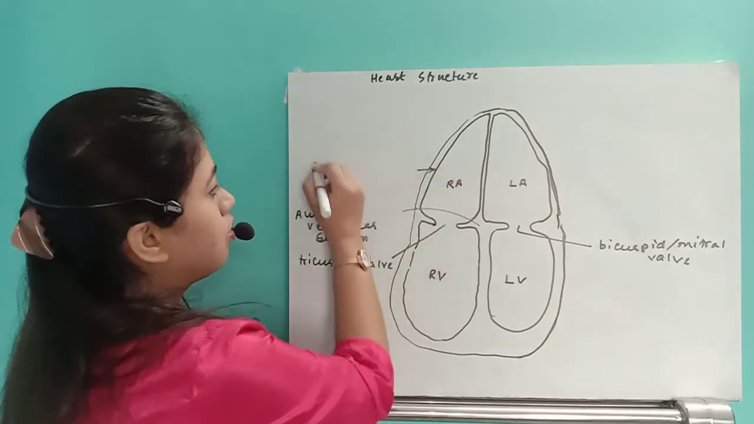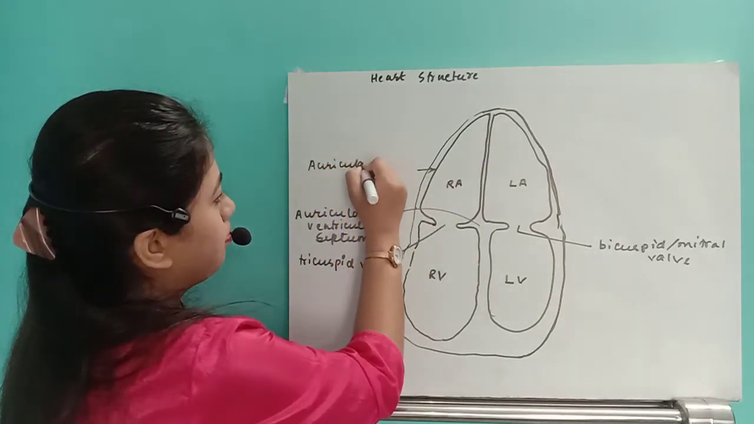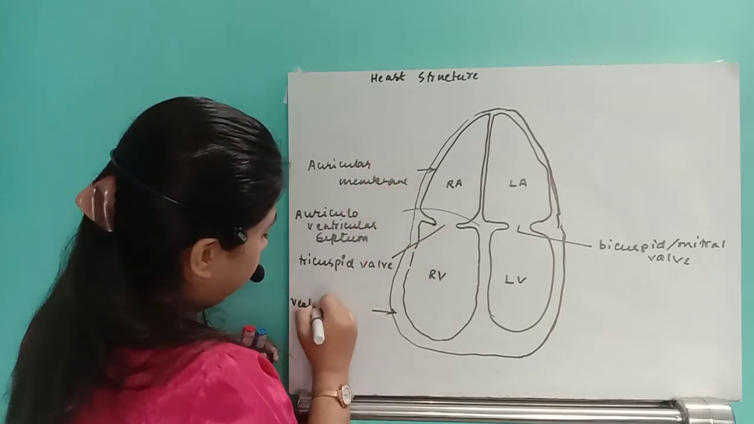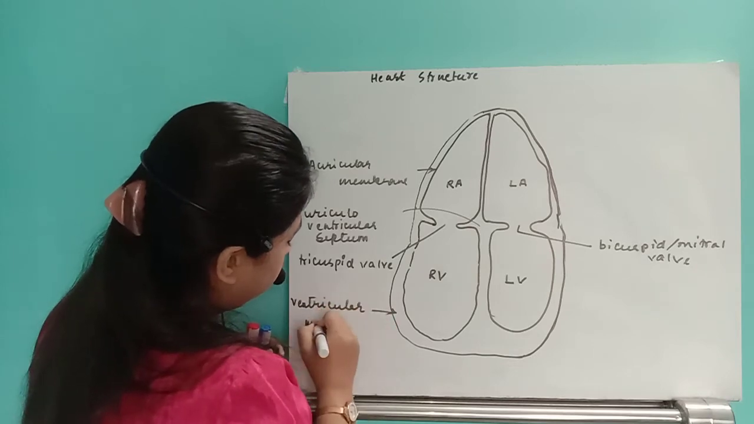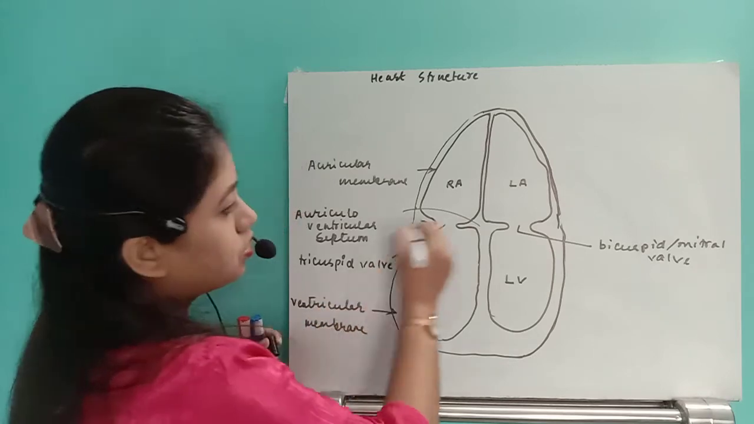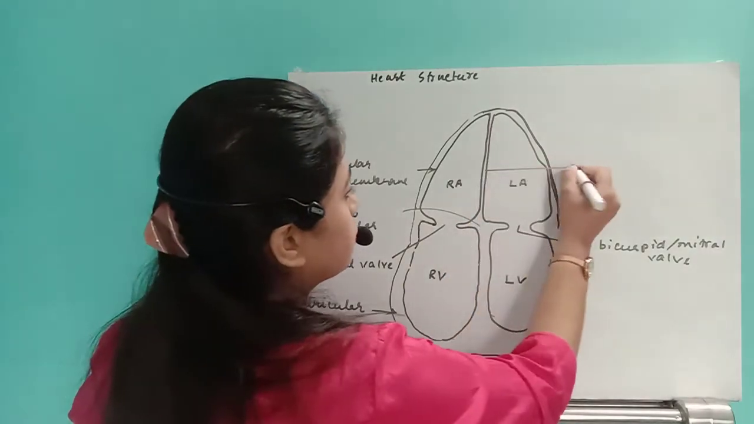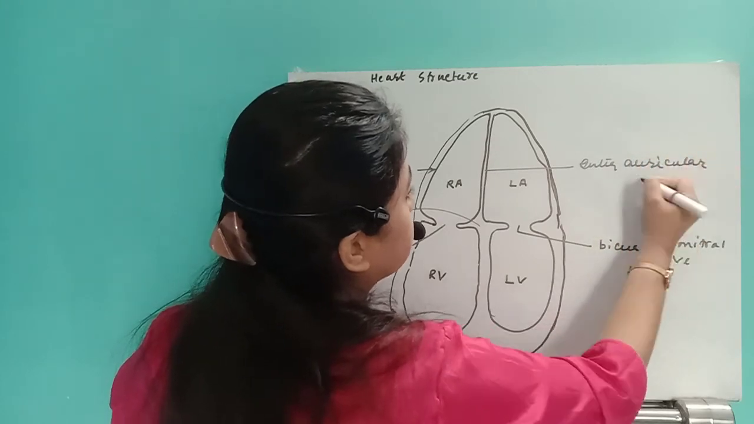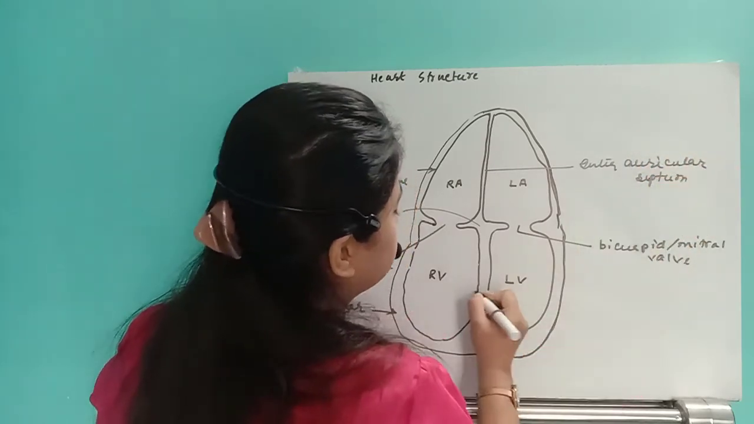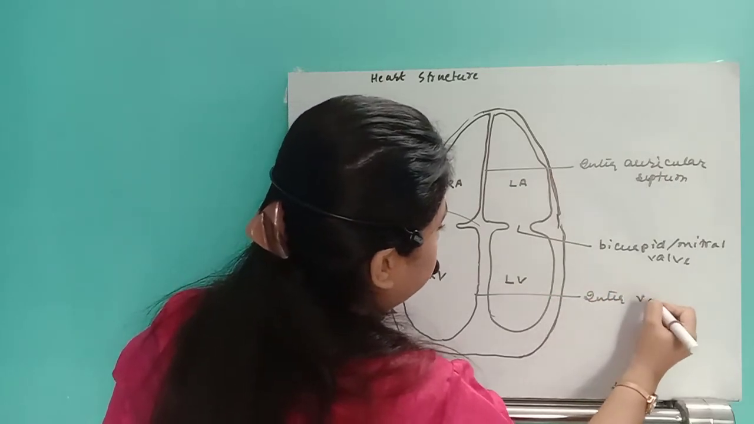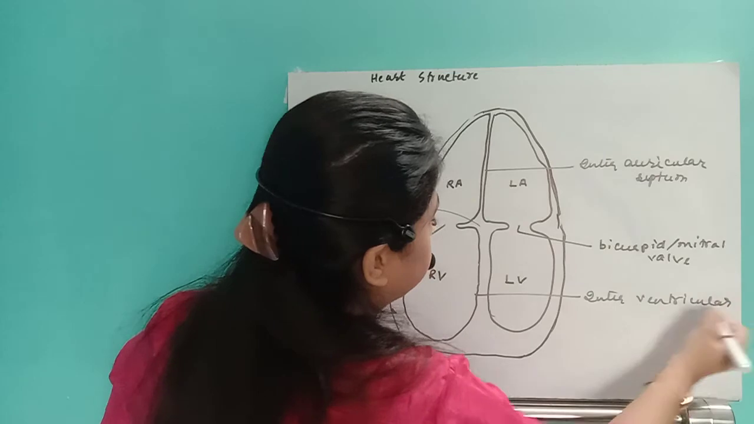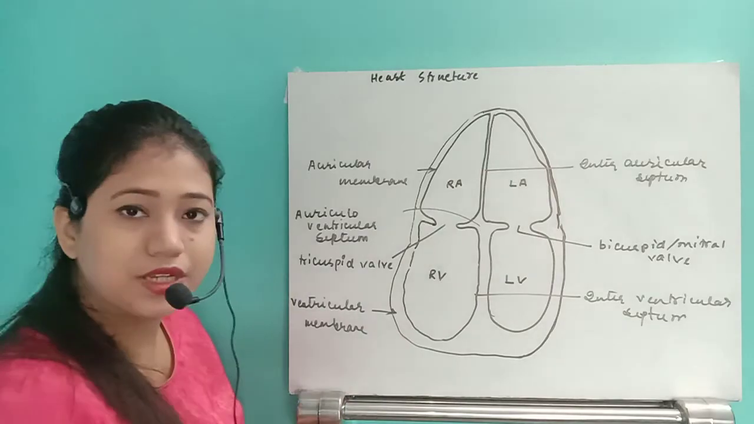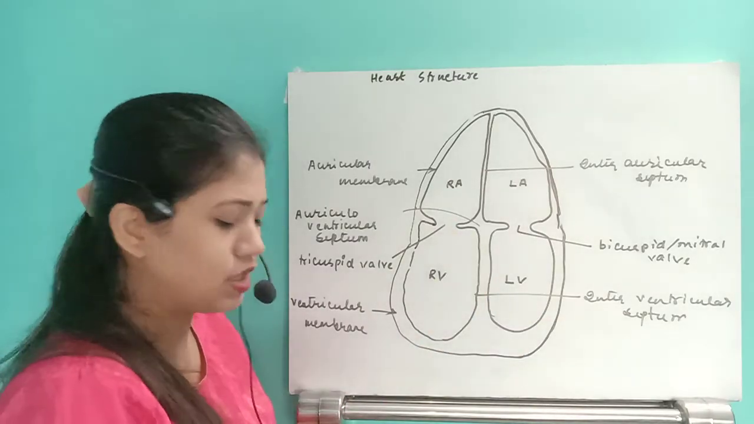Now this is known as the auricular membrane, and just behind it is the ventricular membrane. To separate the two auricles and two ventricles, we have the interauricular septum, and this is the interventricular septum. Now, the right side is completely deoxygenated, the left side is completely oxygenated. That thing you have to remember.